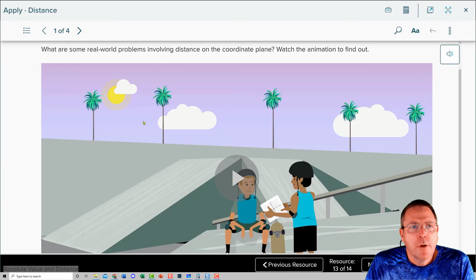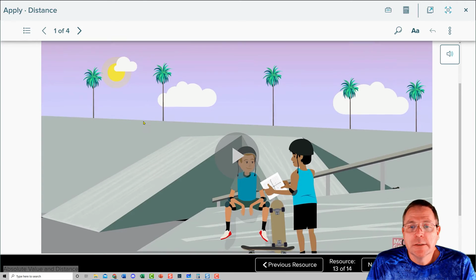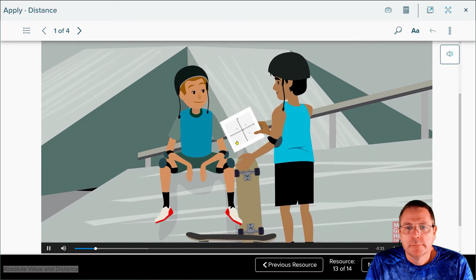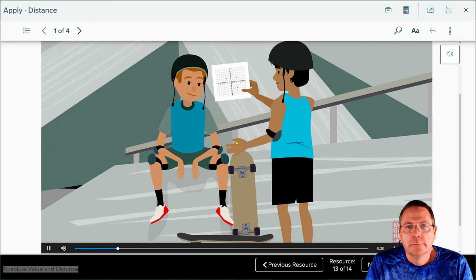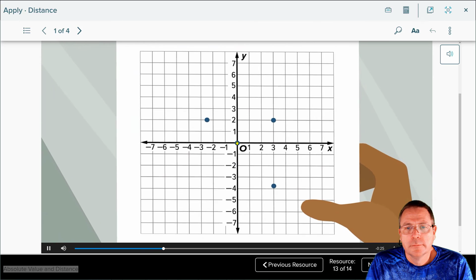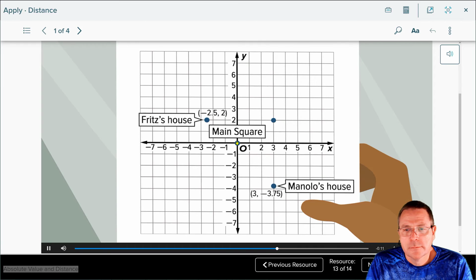And now we're going to look at some real-world problems involving distance on the coordinate plane. Fritz and Manolo like to skateboard together at a nearby park. They want to determine who has to walk the farther distance to get to the park. So they graph the locations on a coordinate plane, with the city's main square at the origin. Each whole unit represents a city block. Fritz's house is located at the point -2.5, 2. Manolo's house is located at the point 3, -3 3/4. The park is located at the point 3, 2. Who has to walk the farther distance to get to the park?